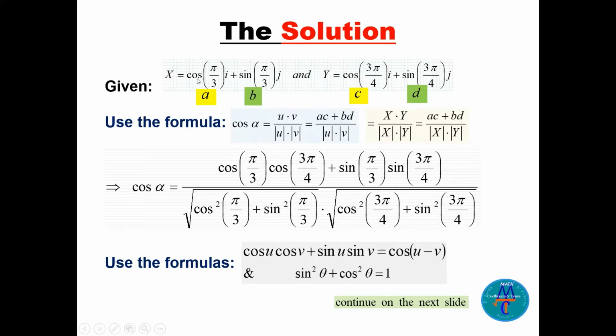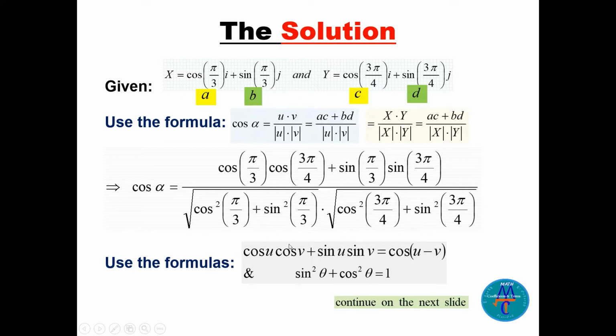equal to, you see this one here, ac plus bd: cosine of pi over 3 times cosine 3 pi over 4 plus sine pi over 3 times sine 3 pi over 4, divided by the magnitude. The magnitude will be the square root of a squared plus b squared, times the square root of c squared plus d squared. Now we can use this formula on the numerator here: cosine of u, cosine of v, plus sine of u, sine of v, will be cosine of the difference u minus v.